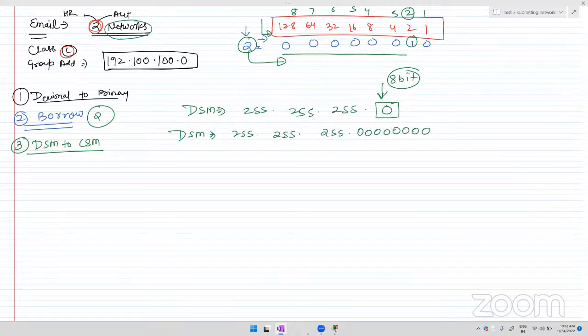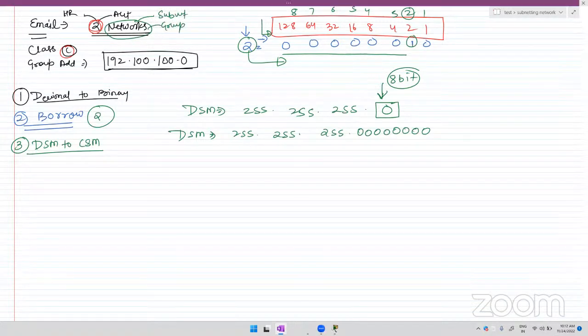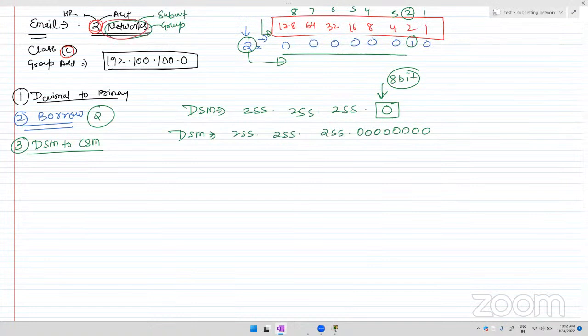Now we are doing the network, or subnet, or group, no worry. If we are doing the network concept, we always turn bits on. So how do we turn on bits? Last time in the host concept we came from this side, but in the network concept, these 3 octets are already full, so we need to go to the 4th octet. How many bits did we borrow? 2. So 1, 2, and the remaining 6 bits are off.